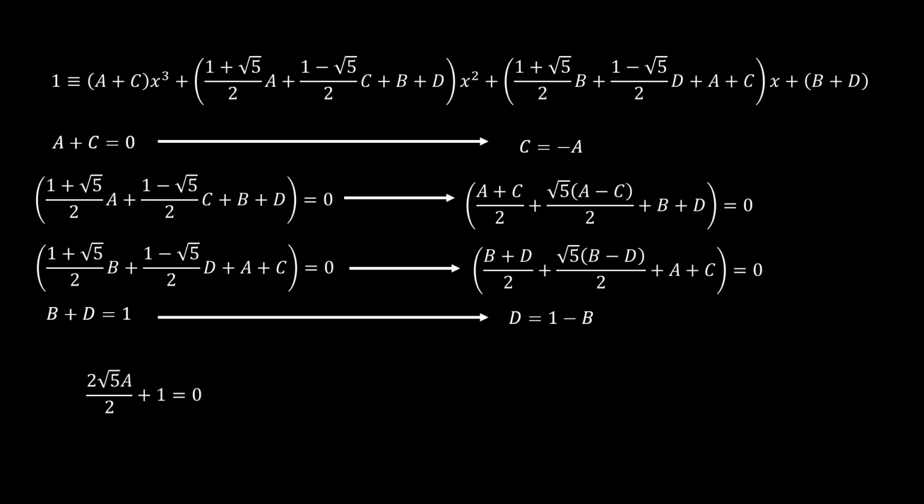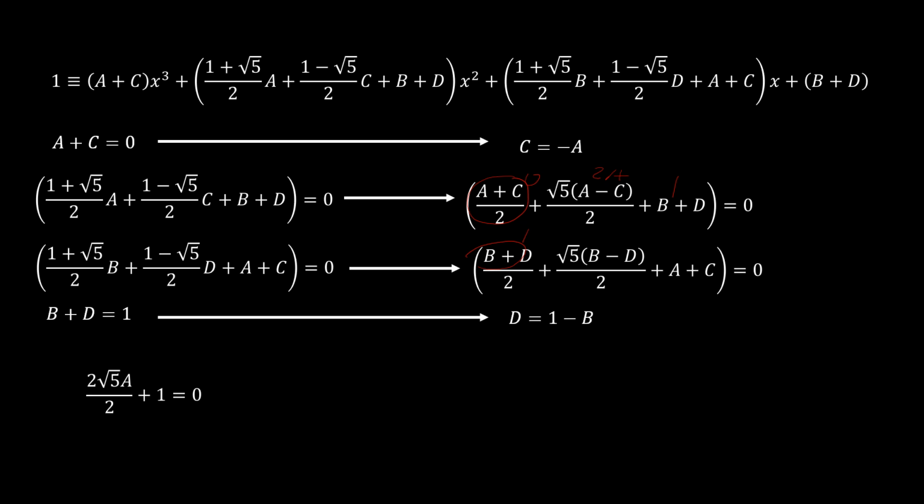Now, seeing that b plus d equals 1 here, and a plus c is 0, so this goes to 0 here. So this is 0, and this is 1. And then since c is equal to negative a, a minus c gives us 2a here. And that results in 2 times root 5 over 2 a plus 1 equals 0.